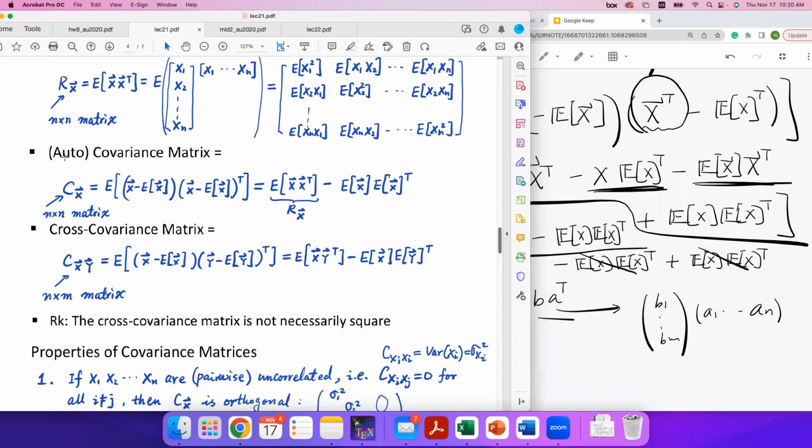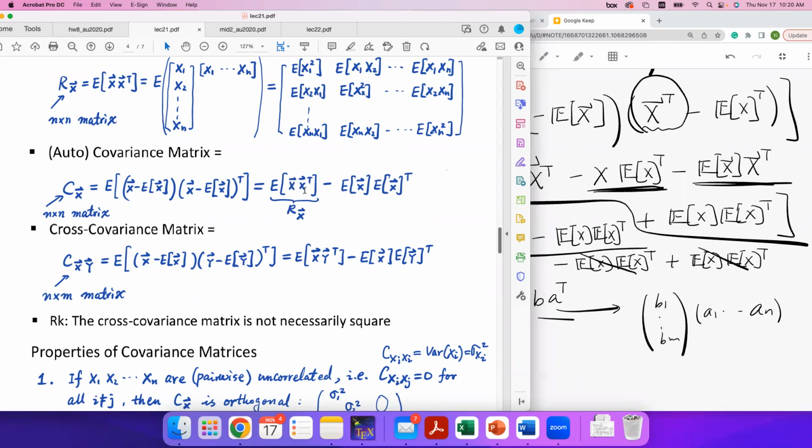This is actually the autocovariance matrix. It's basically the variance of the random vector X, but we call it the autocovariance matrix. Covariance means the covariance between two random vectors, and auto means that it is the covariance of itself. But this is very similar to the variance formula for a single random variable, right? Except that we are now looking at vectors.